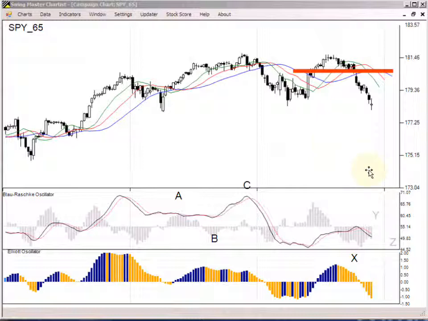But we're going to watch the Blau-Raschke oscillator. We're going to watch the histogram and look for the XYZ pattern, and because it's a short-term trade, we'll take a close look at moving the stop considerably lower once we see the Z pattern. This is a unique characteristic of this oscillator, and it's certainly worth taking a look at.